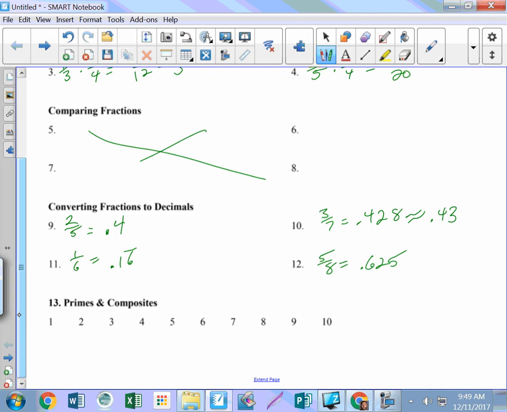On 13, the instruction said to circle prime numbers and box composites. 1 is not a prime number. A prime number is a number that's divisible by itself and 1 only. So that would be 2, 3, 5, 7. Composites were 4, 6, 8, 9, and 10. 1 is a special number. It's neither prime nor composite. You can count it as a composite. I won't count it against you.